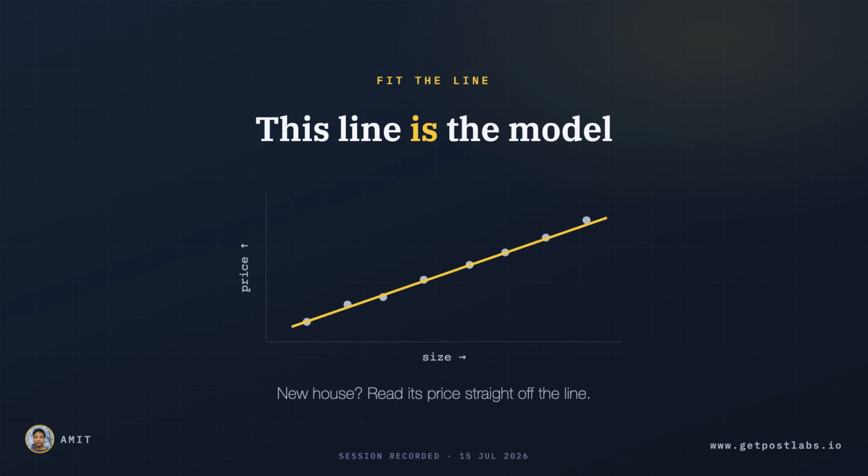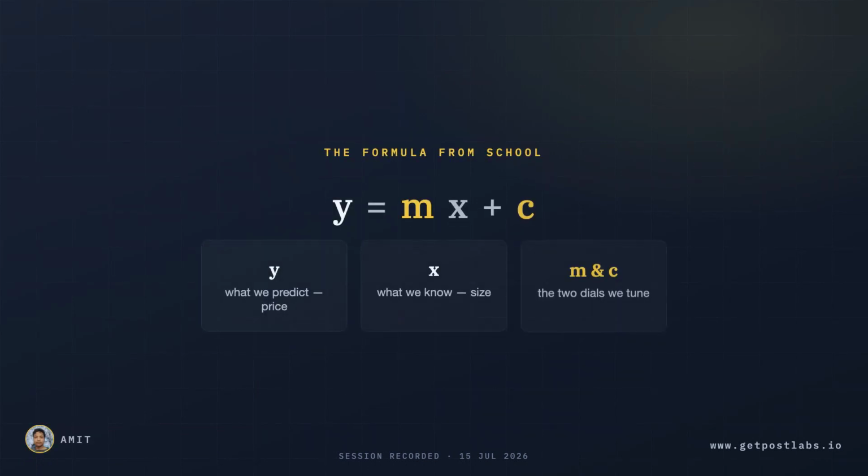That's a prediction. And that line has a simple formula from school. Y equals mx plus c. Y is what we want, the price. X is what we know, the size. And M and C are just two dials we turn to make the line sit nicely through the dots.